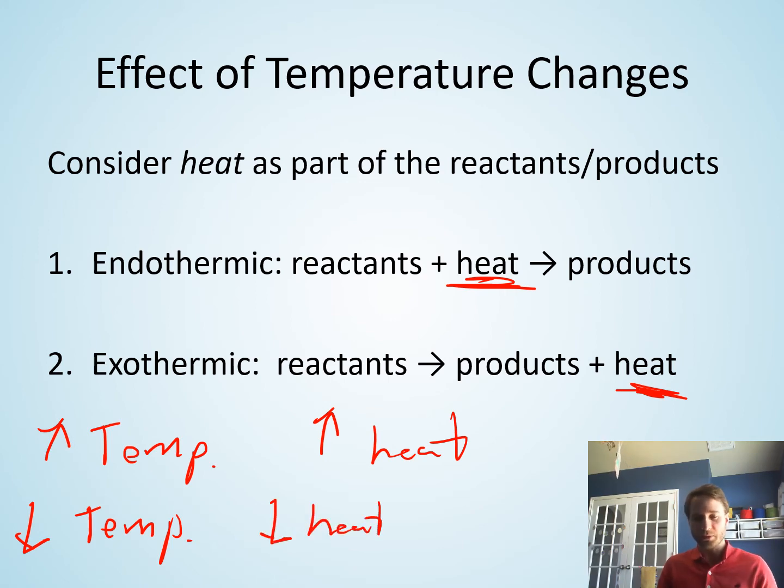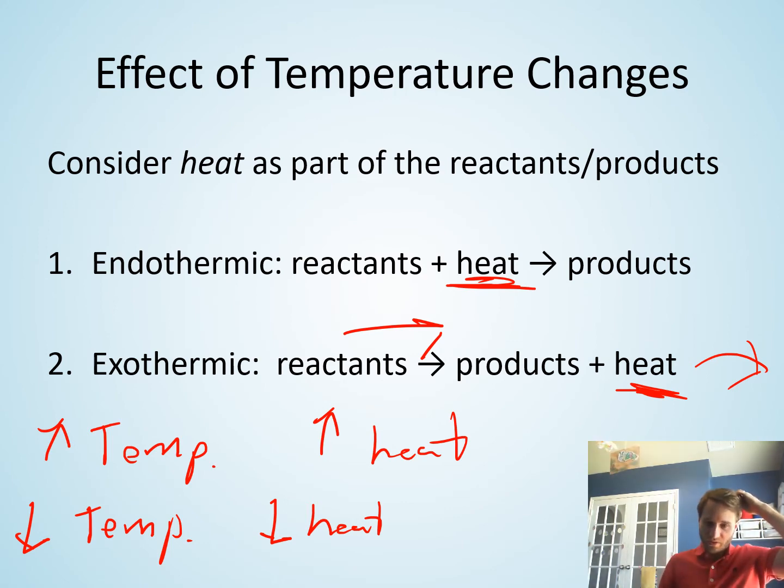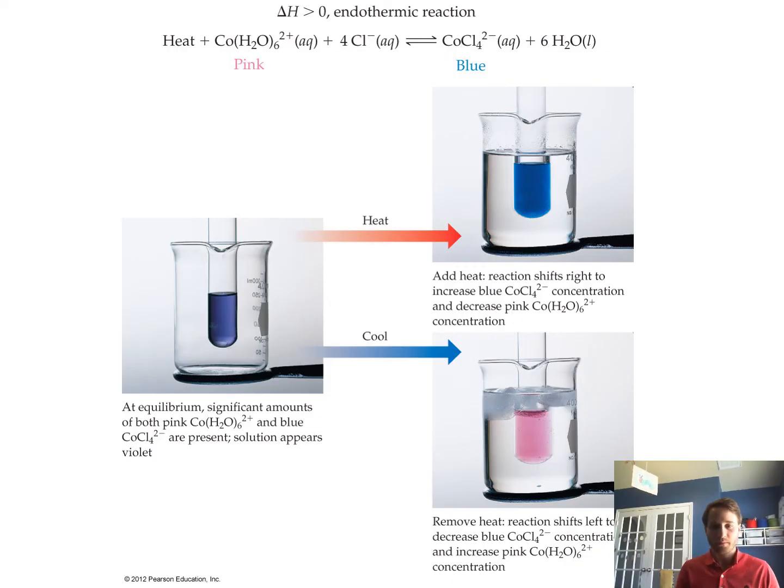If I decrease temperature for an exothermic reaction, I remove some heat, I take some heat out, so my reaction is going to shift to the right in order to get some of that heat back, just like it would for any other reactant or product, okay? So you can think of the effect of temperature as affecting heat, and think of heat as a reactant or product, depending on if your reaction is endothermic or exothermic, and it works in the exact same way as changing concentrations. Okay.